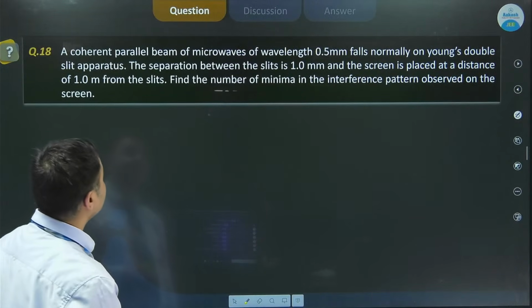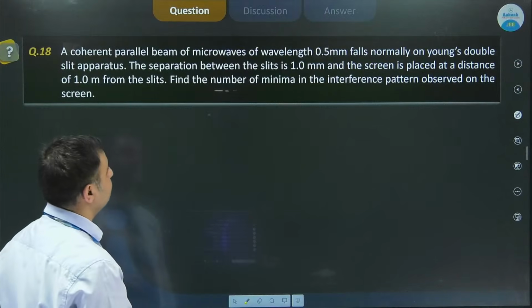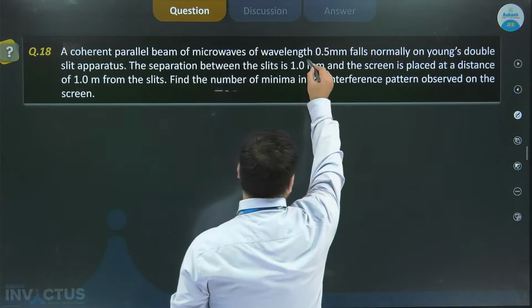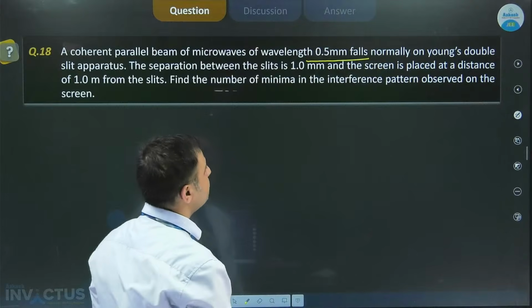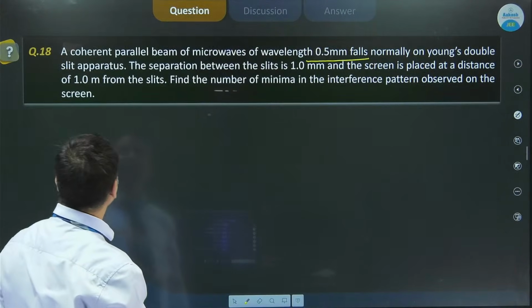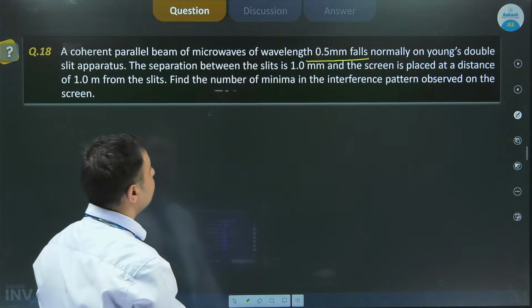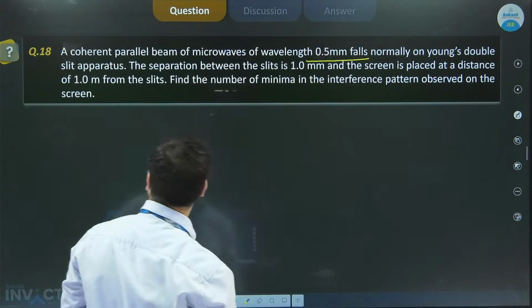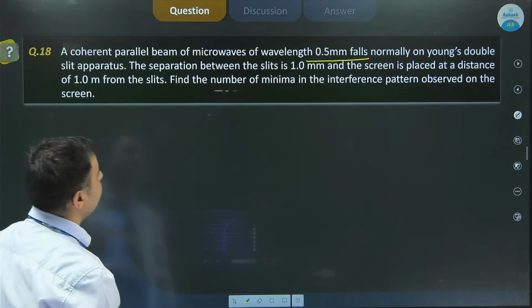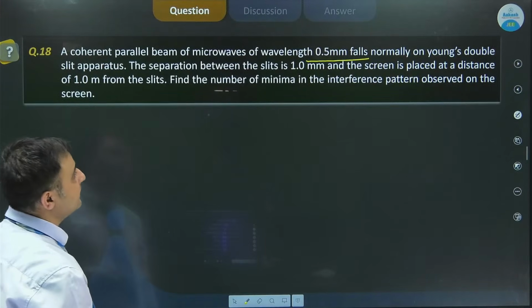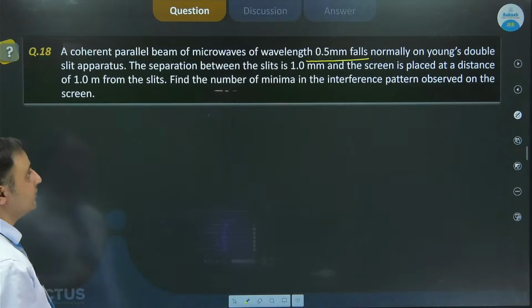A coherent parallel beam of microwave of wavelength 0.5 mm falls normally on Young's double slit apparatus. The separation between the slits is 1 mm and the screen is placed at a distance of 1 meter from the slit. Find the number of minima in the interference pattern observed on the screen.